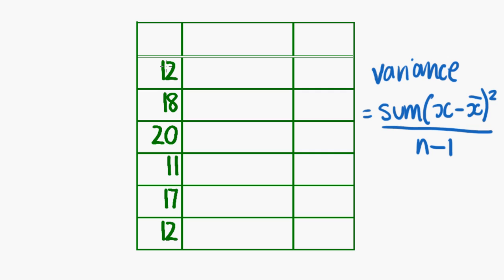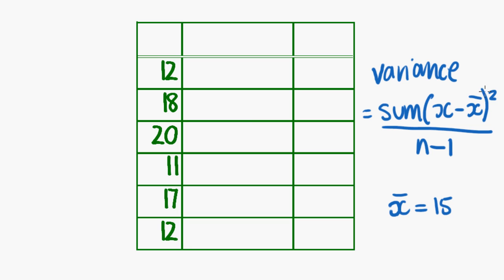So how do I find the mean of these numbers? Well, I add them up and divide by how many there are. So in the calculator, I'm going to do 12 plus 18 plus 20 plus 11 plus 17 plus 12, and then divided by 6. And that is 15. So the mean is 15.